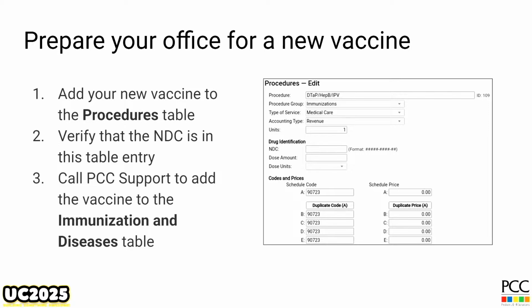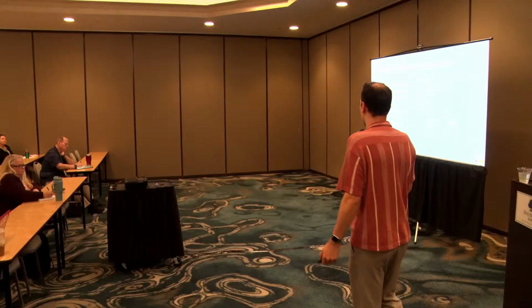My recommendation, when you're adding stuff that is new, is just cloning an existing item. So if you have a similar vaccine, or if you have a new year, doing a clone of that will just be easier for you to get that set up.